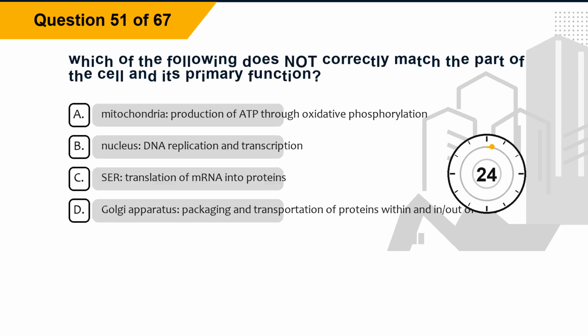Question 51. Which of the following does not correctly match the part of the cell and its primary function? Option A, mitochondria, production of ADP through oxidative phosphorylation. Option B, nucleus, DNA replication and transcription. Option C, SER, translation of mRNA into proteins. Option D, Golgi apparatus, packaging and transportation of proteins within and out of cells.